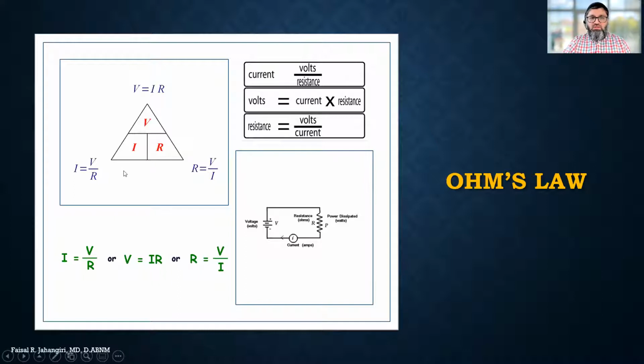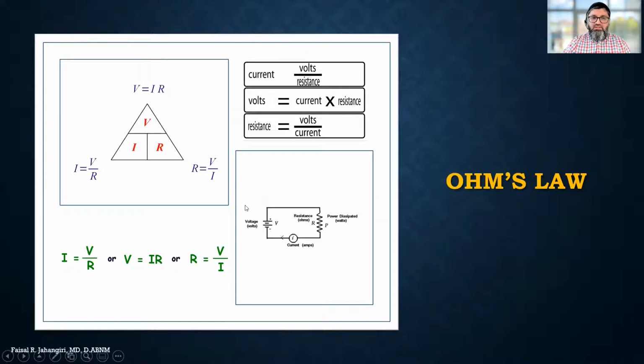If you're using a constant current stimulator, the current will stay constant and the voltage will change depending on the resistance. So for a constant current stimulator, V is equal to current times resistance, or I is equal to V over R. So if resistance is less, the voltage will decrease. If the resistance is high, the voltage will be high.